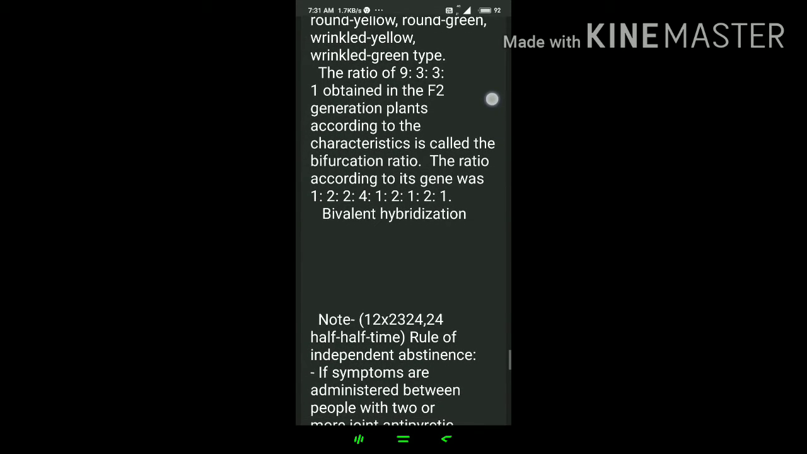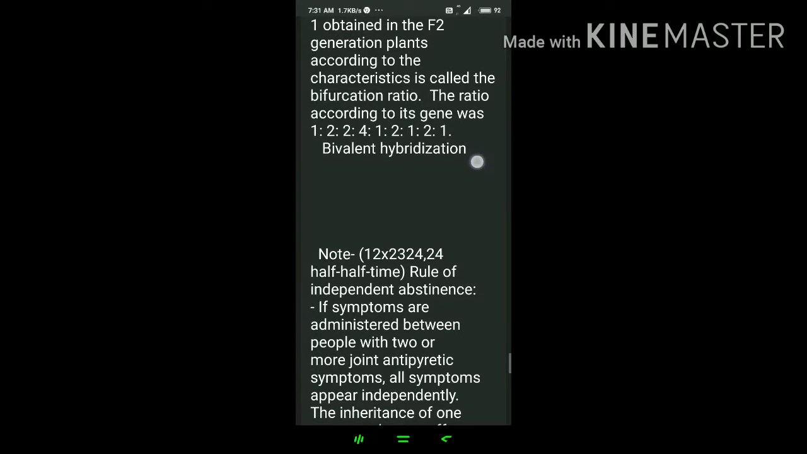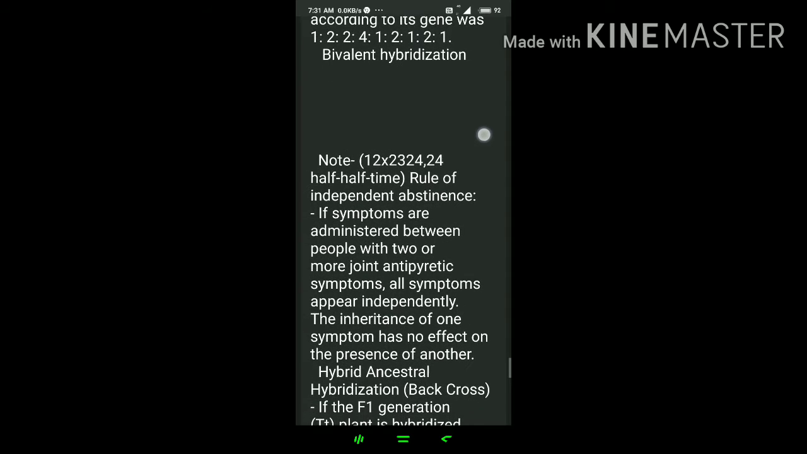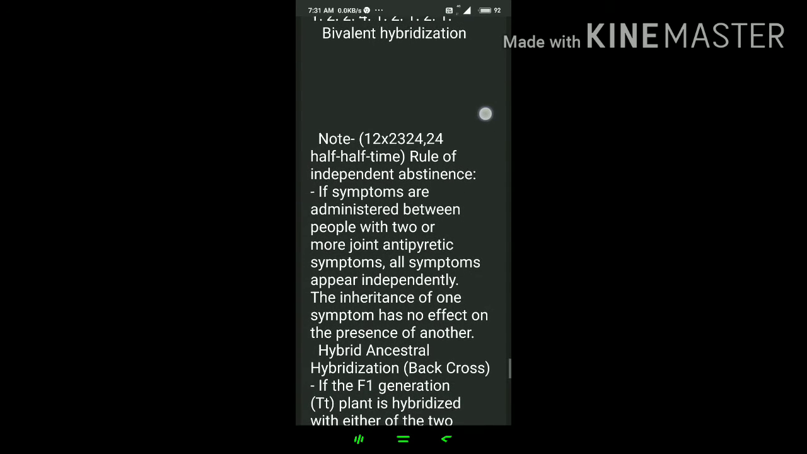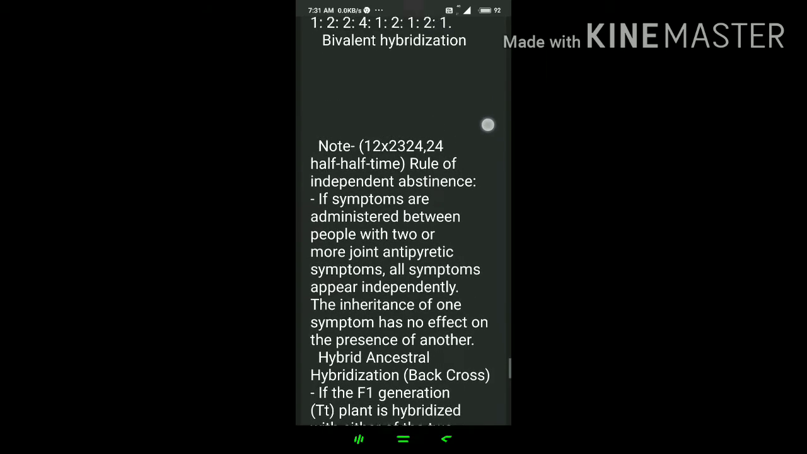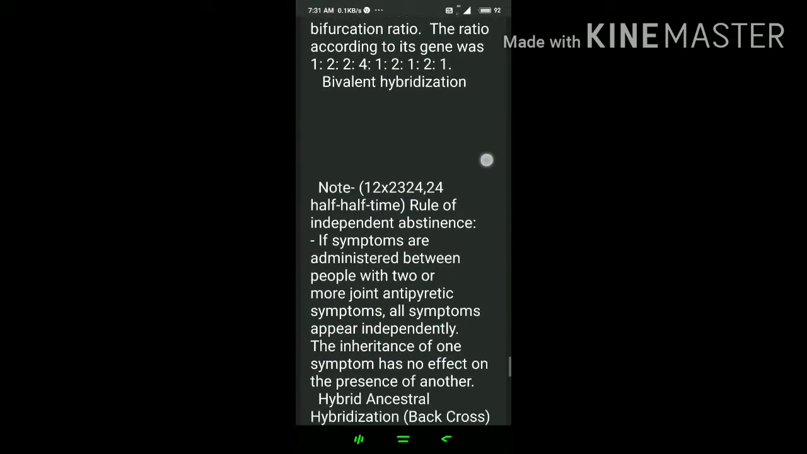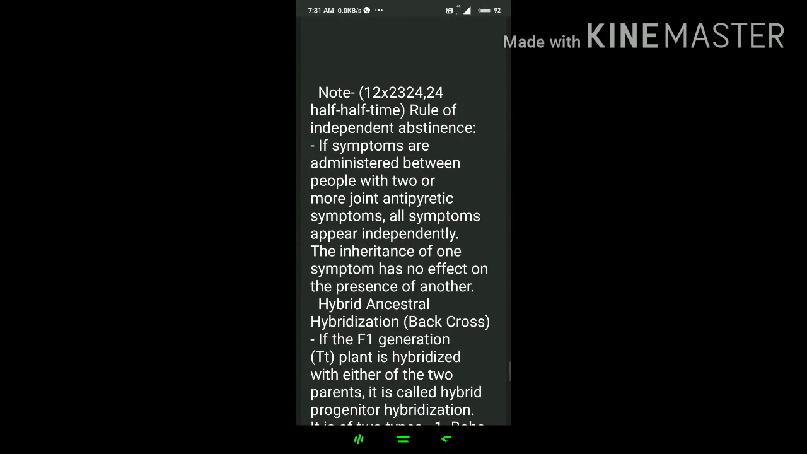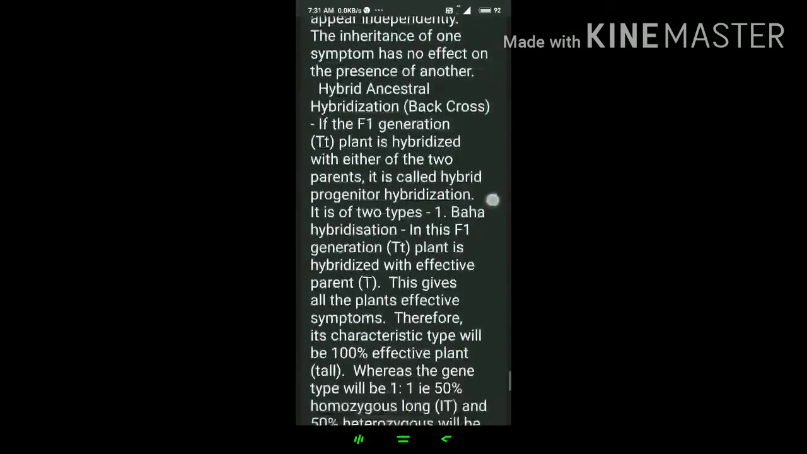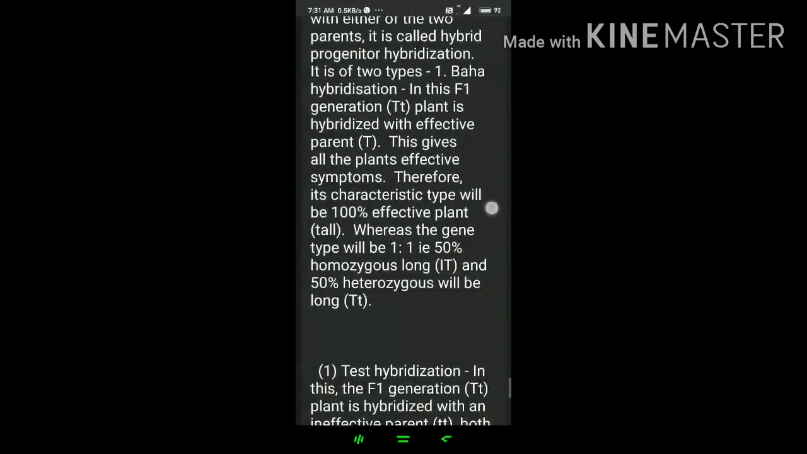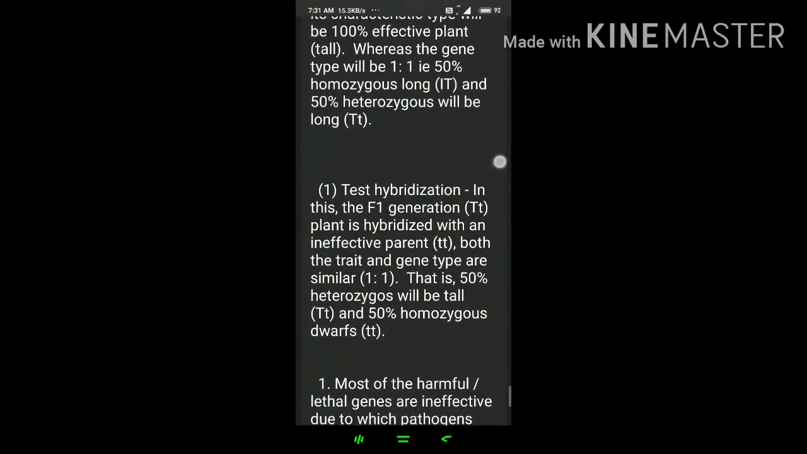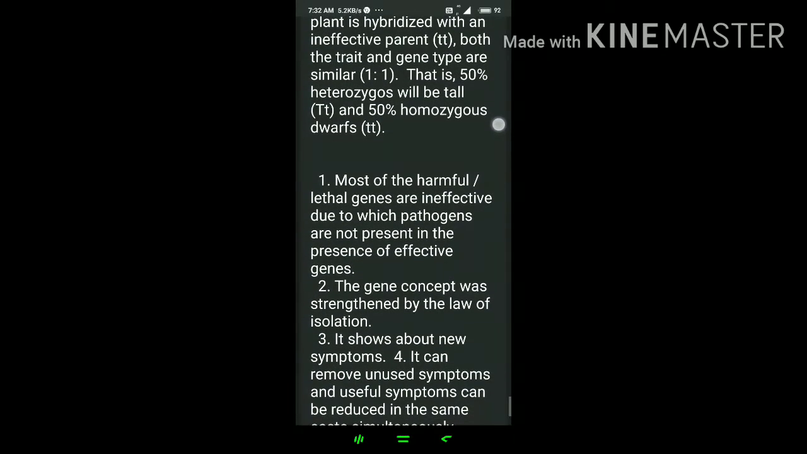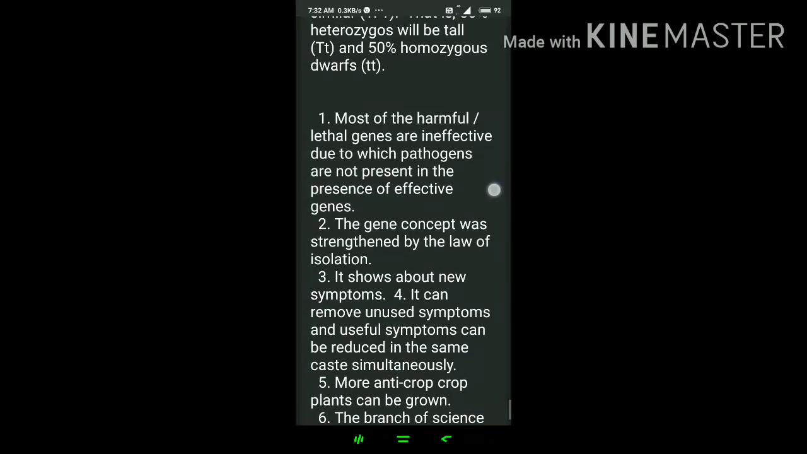Dihybrid hybridization. Law of independent assortment. Its phenotype will be 100% dominant, plant tall, whereas the genotype ratio will be 1:1, that is, 50% homozygous tall TT and 50% heterozygous tall Tt. Test cross: in this, the F1 generation Tt plant is hybridized with a recessive parent tt. Both the trait and genotype ratio are similar, 1:1. That is, 50% heterozygous tall Tt and 50% homozygous dwarf tt.